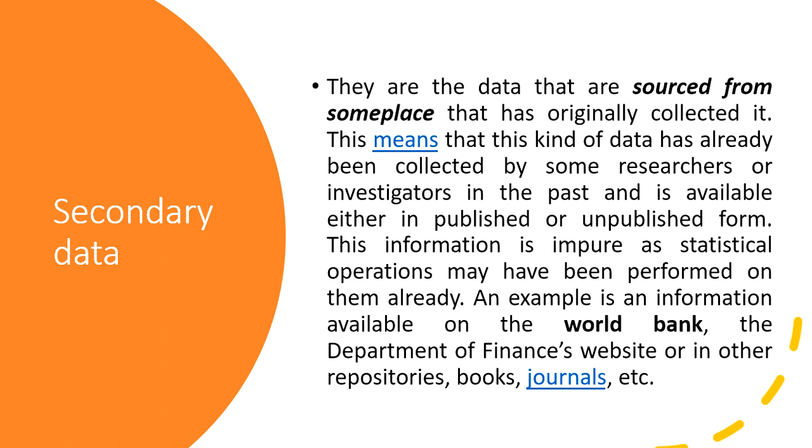They are the data that are sourced from some place that has originally collected it. This means that this kind of data has already been collected by some researchers or investigators in the past and is available either in published or unpublished form. This information is impure as statistical operations may have been performed on them already. An example is information available on the World Bank, the Department of Finance, websites, or in other repositories, books, journals. So the data which is already published, that type of data is called secondary data.